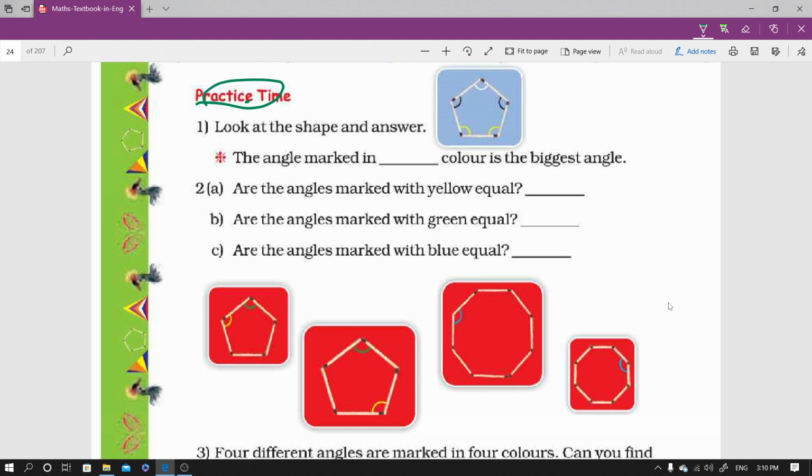Practice time. Look at the shape and answer.